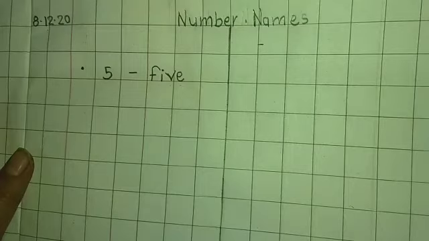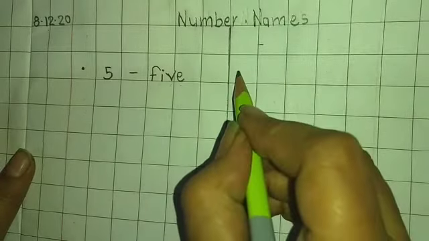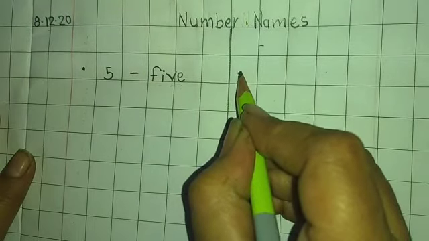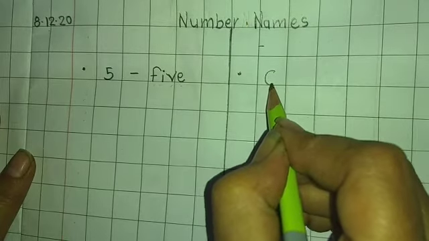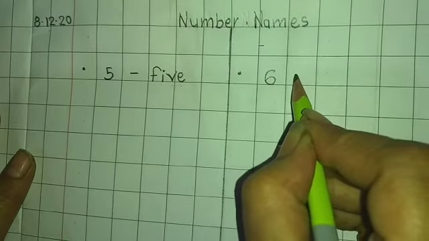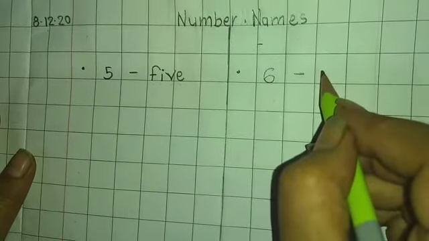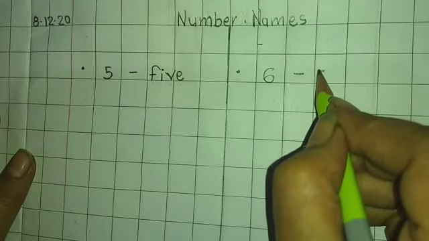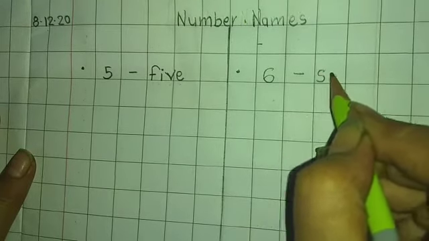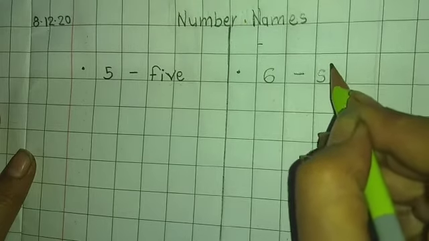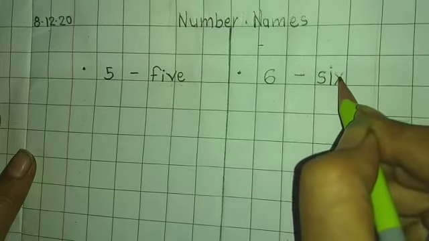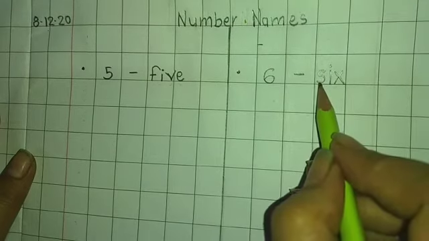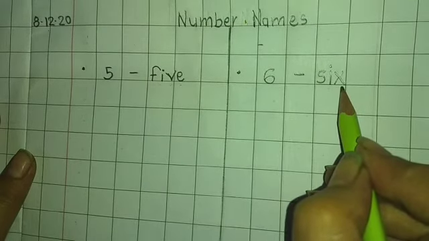And now to write number name 6, we have to first make a dot after standing line, then write number 6, then dash and write number name 6. S, I, X, 6. SIX 6.